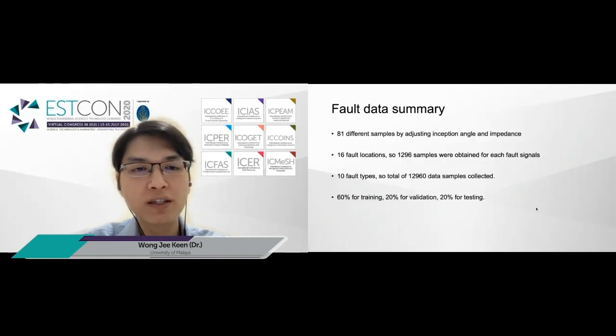So overall, this is the summary of the fault data that we've collected. There are 81 different samples just by adjusting the inception angle and also the impedance value. And since there are 16 fault locations, 16 multiplied by 81, we have 1296 samples for each fault signal. And since there are 10 types, we multiply by 10 again. So a total of around 12,000 data samples were collected. Among this data, 60% will be used for training, 20% for validation, and the remaining 20% will be used for testing.